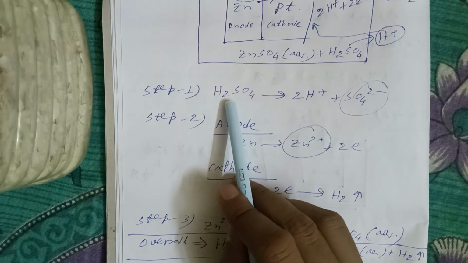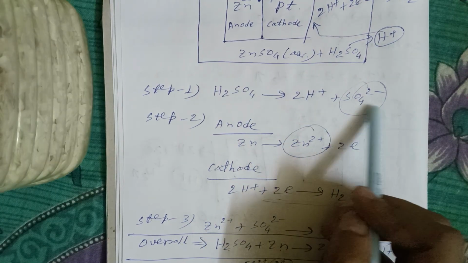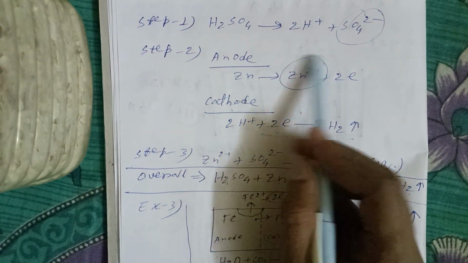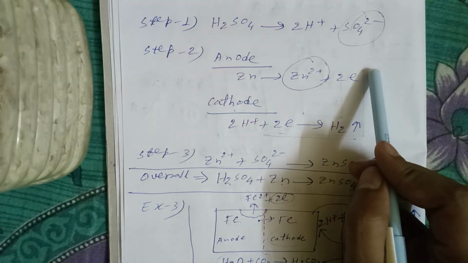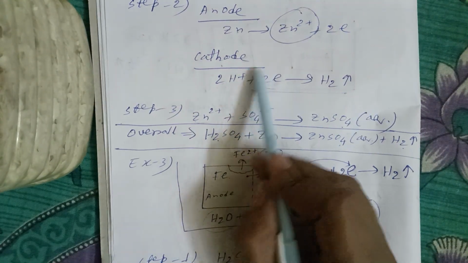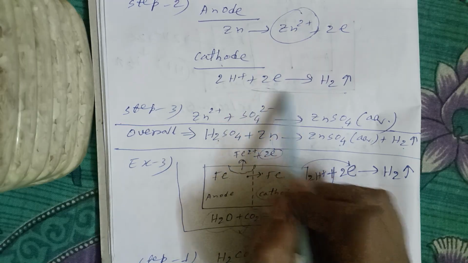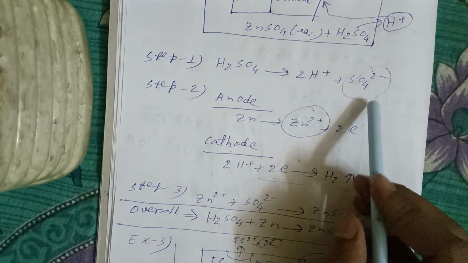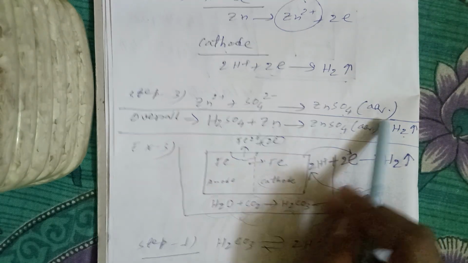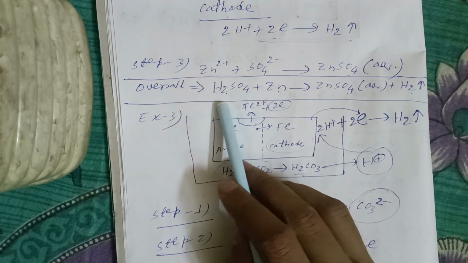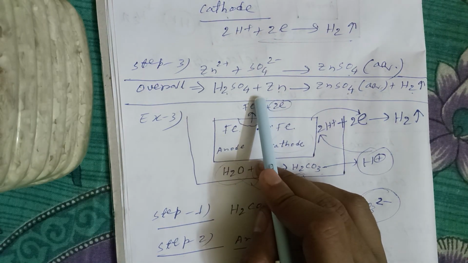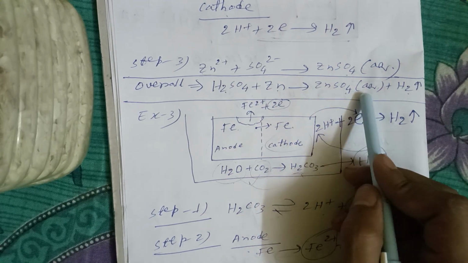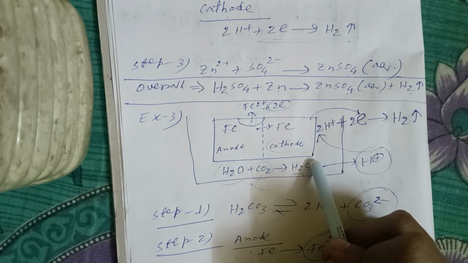So here also the sulfuric acid is first ionized to H+ and sulfate, and in the next step the zinc is oxidized and releases 2 electrons, and then at the cathode the H+ is reduced to give hydrogen. The free Zn2+ and sulfate combine to give zinc sulfate. So the overall reaction is the same as previous: zinc and sulfuric acid react to give zinc sulfate in aqueous phase, and hydrogen will be evolved.